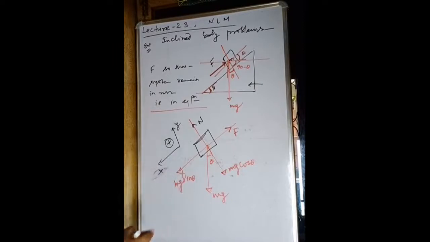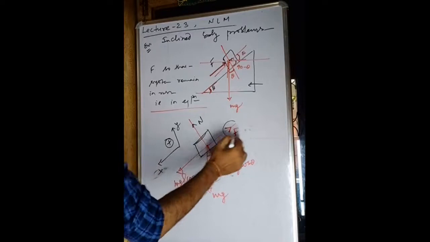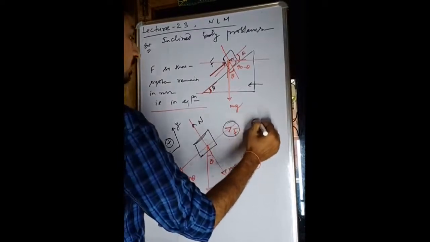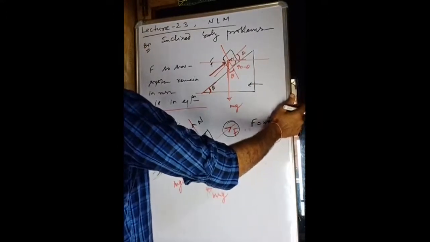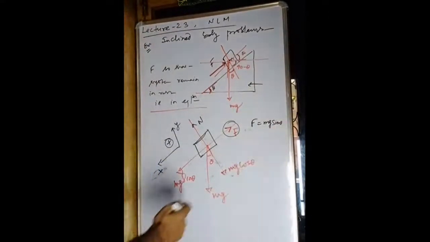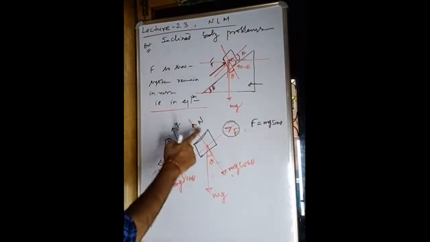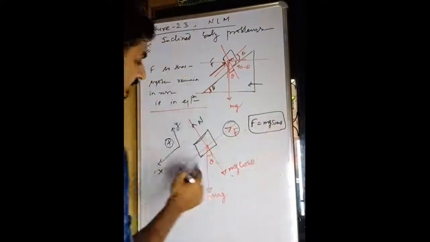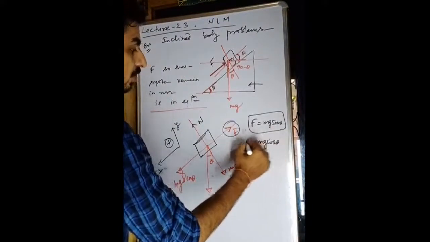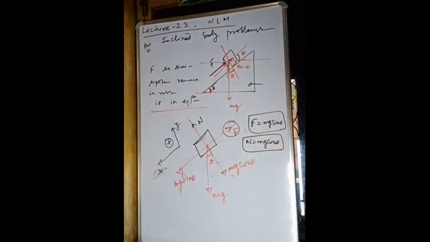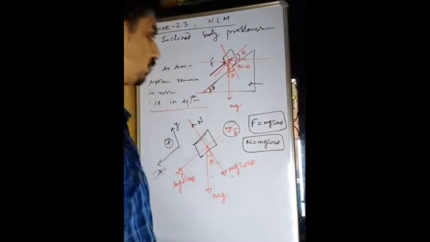So, let me write the equations. The first equation: this f will be balanced by mg sine theta. And this n will be equal to mg cos theta, the second equation. So this question I will solve, and a number of questions can be asked, you can solve. Let me discuss one more question.